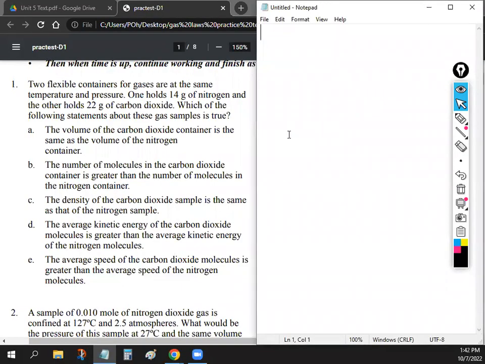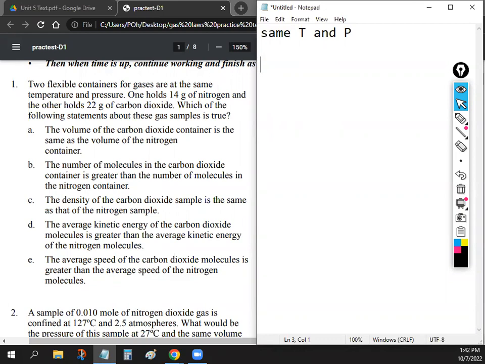Okay, if you take a look at number 1, it says that we got 2 containers of gases. The key thing that you want to know is that it is at the same temperature and the same pressure, same T and P. One of the containers has 14 grams of nitrogen. The other one has 22 grams of carbon dioxide. You want to look for which of the following statements below are true.